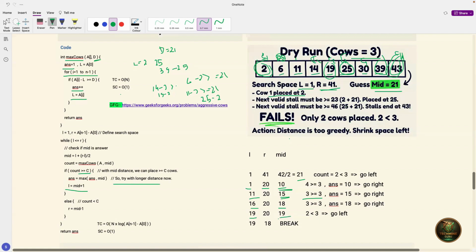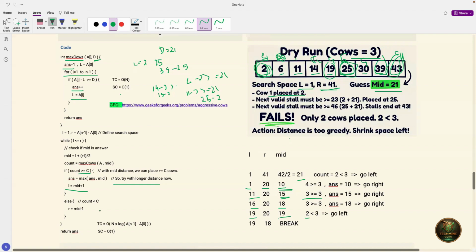So if we keep a distance of 19, we can place the first cow here, and the second cow will be here only. And we cannot place the third cow, because if we try to place the third cow, the distance will be 18, but the distance needed is 19. So our number of cows will be 2 only if we keep a distance of 19.